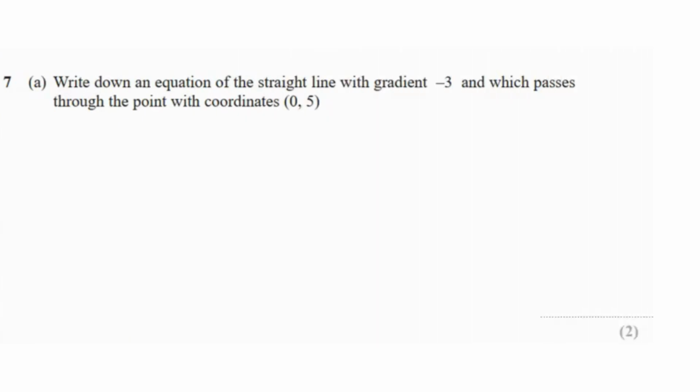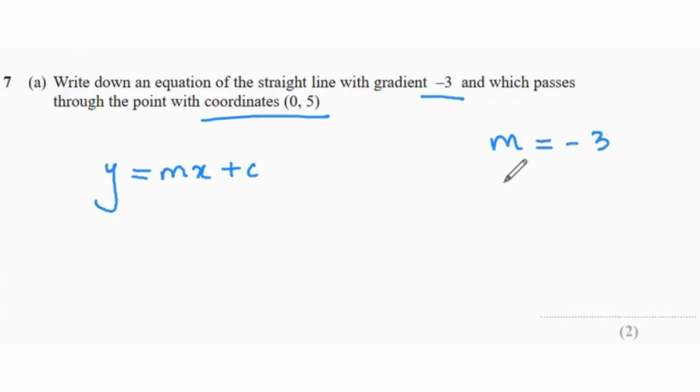Then you can also get a question where they're asking us to write down an equation of a straight line with gradient negative 3, which passes through the point with coordinates 0, 5. Now they've given you the gradient, they've given you the y-intercept, they just want you to write the equation in slope-intercept form. Slope-intercept form was y equals mx plus c. M, which is the gradient, is negative 3, and c, which is the y-intercept, is 5.